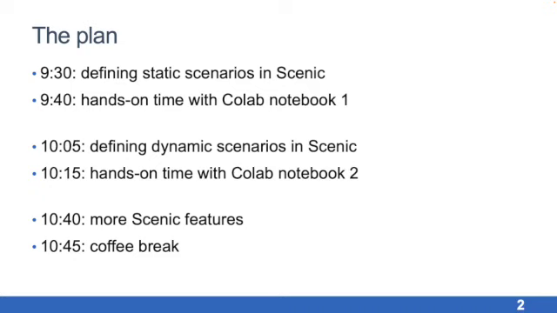I'll show you some more features of Scenic, this time ones that are useful for describing dynamic behaviors, so what's going on over time. Then we'll have a second Colab notebook where you can play around with those features. And then I'll conclude by mentioning a few more advanced features of Scenic that we won't have time to get into in detail, but just so that you know they're out there. Then we'll have the break before Eddie will tell us about applications of Scenic in more detail.